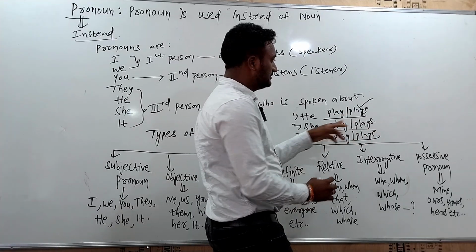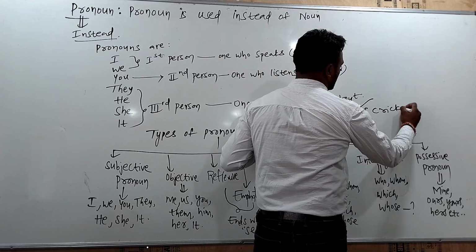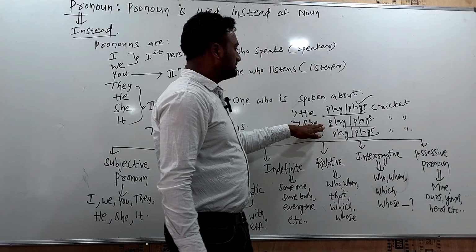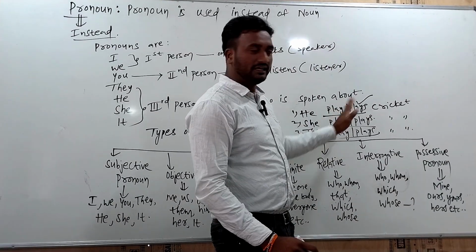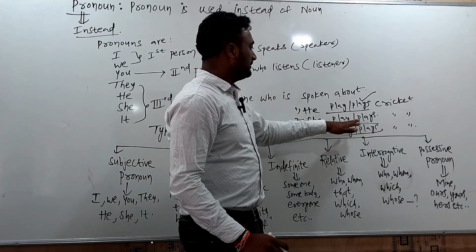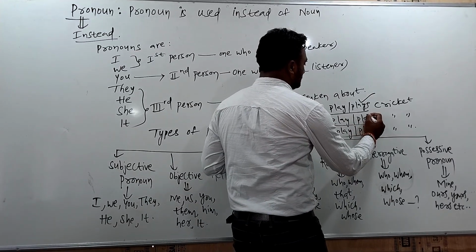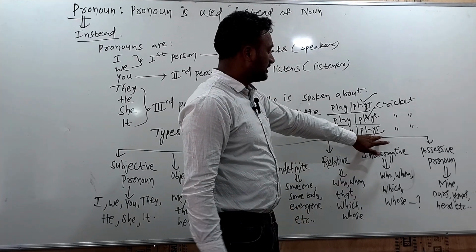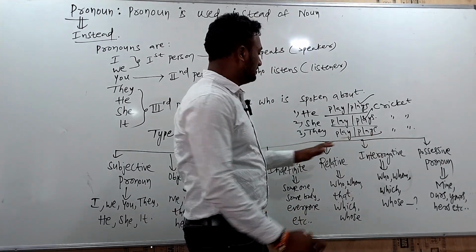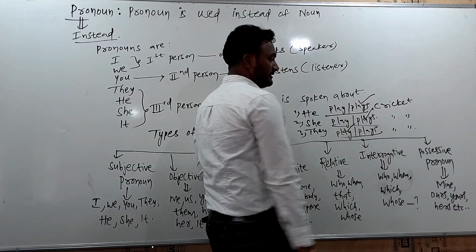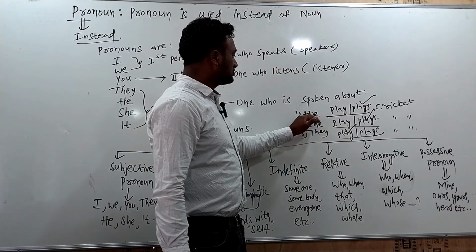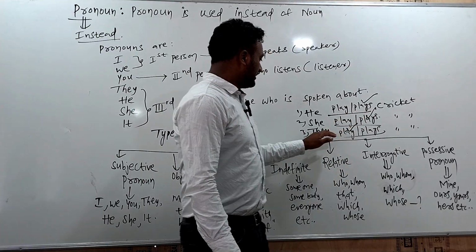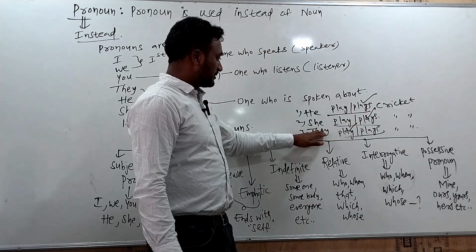She play or she plays? You can write an object here: she plays cricket. In the same way, he plays cricket. You can't say he play cricket. In the same way, you can't write she play cricket, and you can't write they plays cricket. What do you have to write there? They play cricket. So for these two pronouns you use a singular verb, whereas for the plural pronoun you use a plural verb.